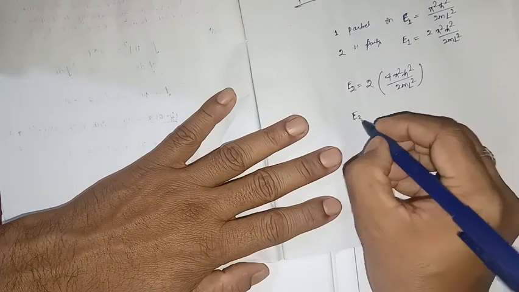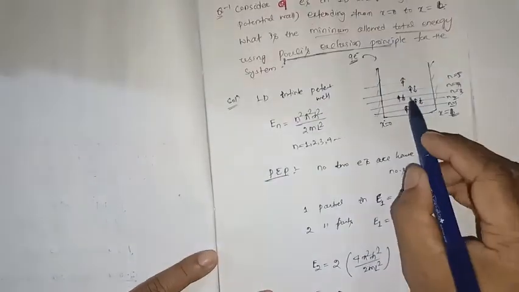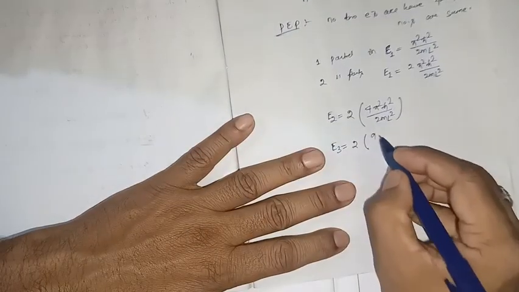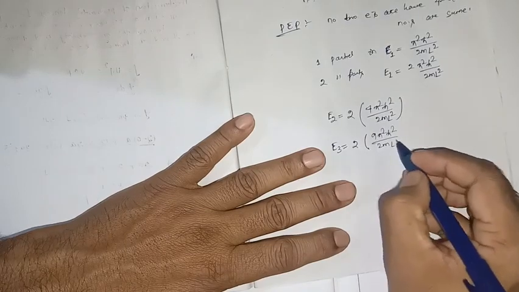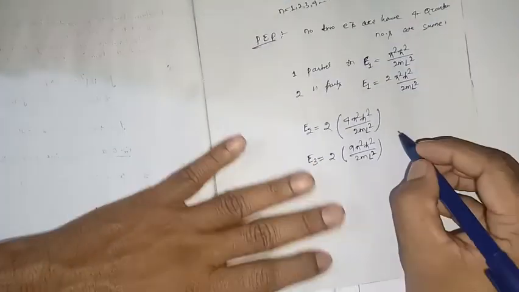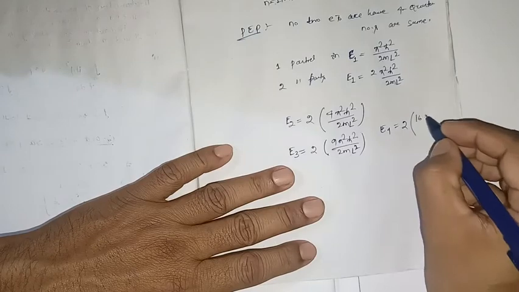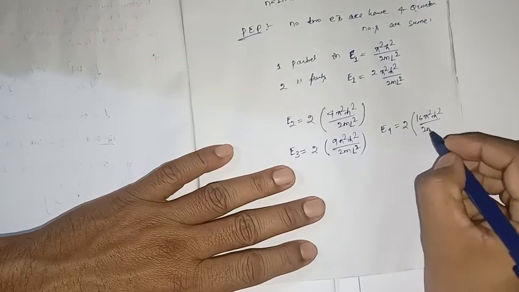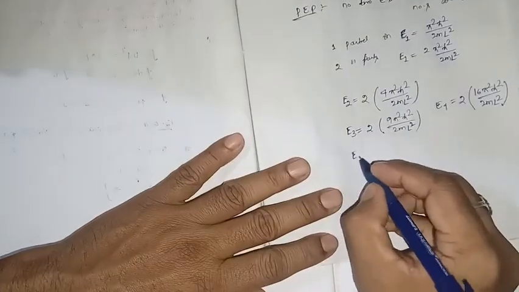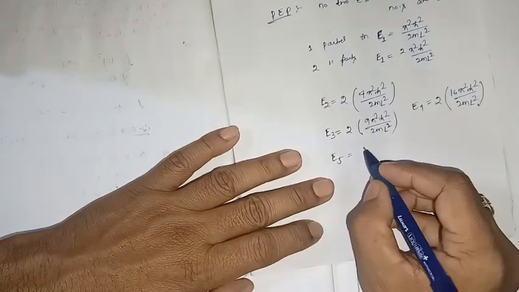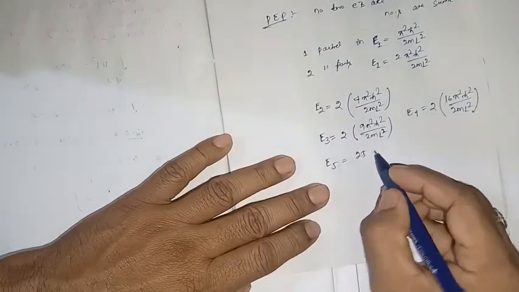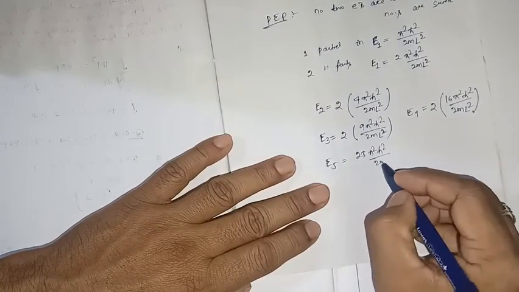Then for the E3 state, what will the total energy be? Again two electrons are there here. 2 into 3 square, that is 9, so 9 pi square h cross square by 2ml square. For E4 again 2 into 4 square, which is 16, so 16 pi square h cross square by 2ml square. And for the fifth state only one electron is present, so E5, for n equal to 5, will be 5 square, that means 25 pi square h cross square by 2ml square.